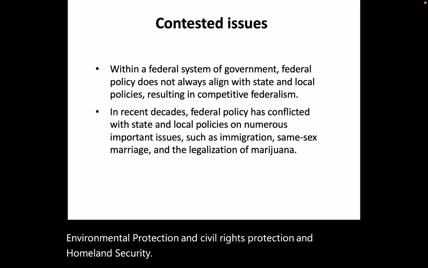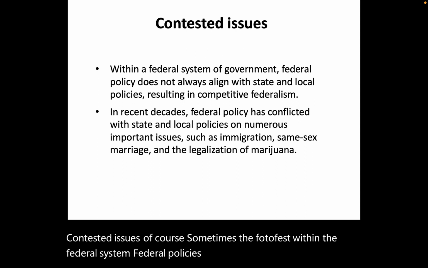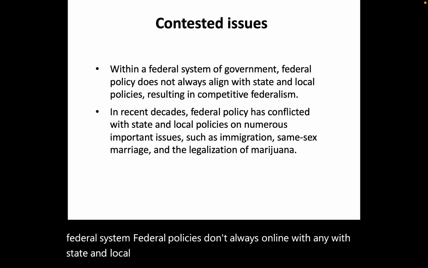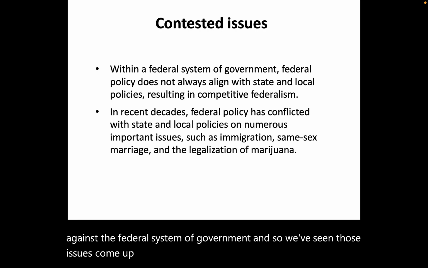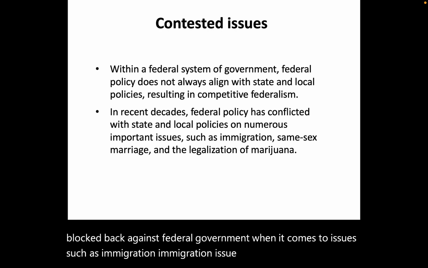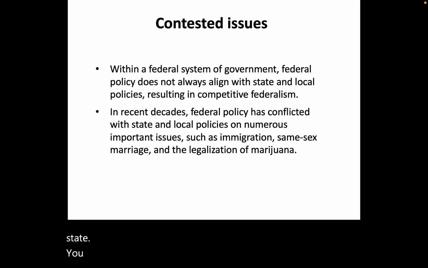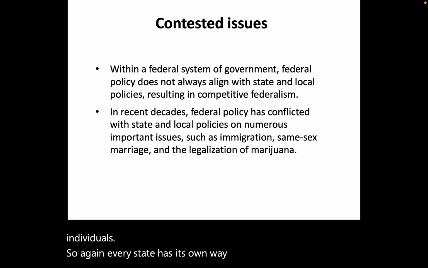Contested issues. Of course, sometimes within the federal system, federal policies don't always align with state and local government policies. Sometimes some states buck against the federal system of government, and so we've seen those issues come up. Some contested issues where states have bucked back against the federal government are issues such as immigration, right? Every state has a different stance on immigration. Some states are harsher on immigration, some are less harsh. And when I talk about immigration, I mean undocumented individuals. So again, every state has its own way of dealing with that issue.